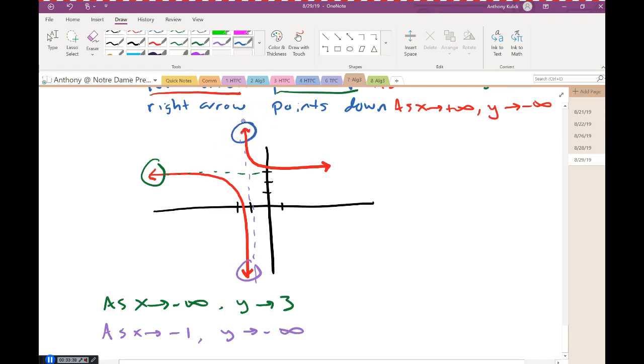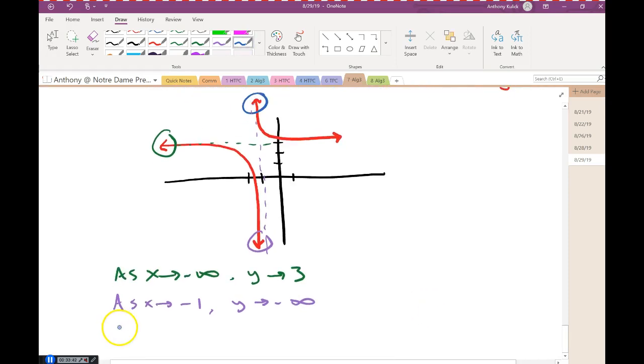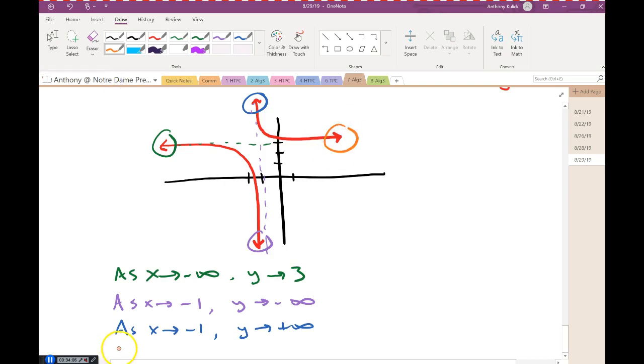Okay. Let's look at this one. So what x is this pointing towards? -1, good. And the y it's pointing towards is? Positive infinity. Very good. And the last one here, what x are we pointing towards? Positive infinity, very good. And the y we're pointing towards is? 3. Okay.